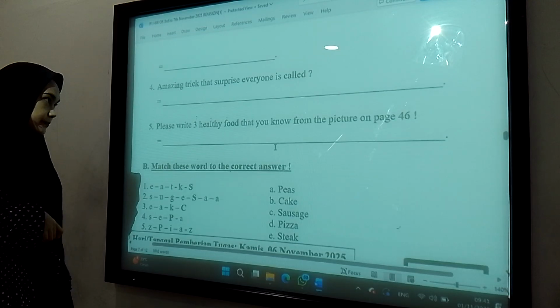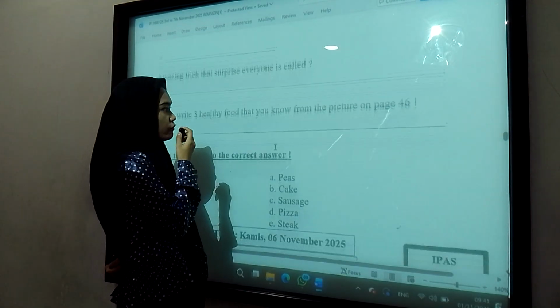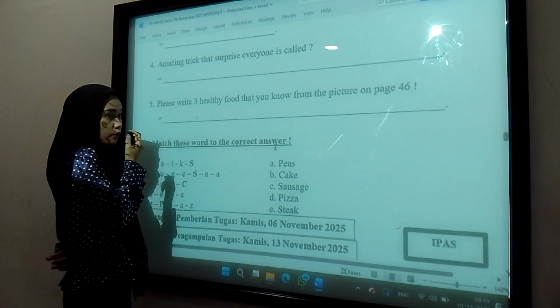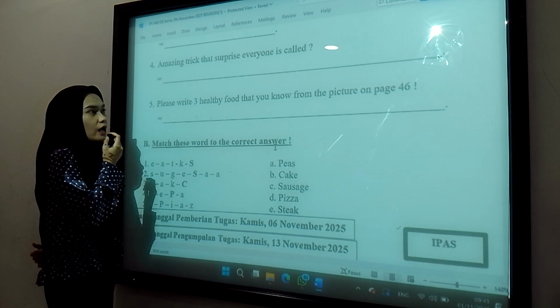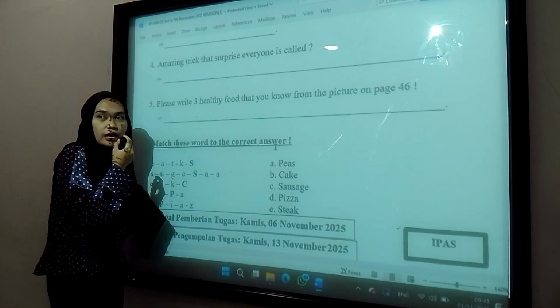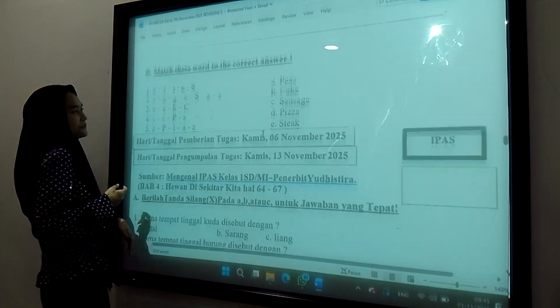Number five. Okay, number five, please write three healthy foods that you know from the picture on page 46. So the student needs to open the book. On page 46, it can be chicken, fish, and vegetables.